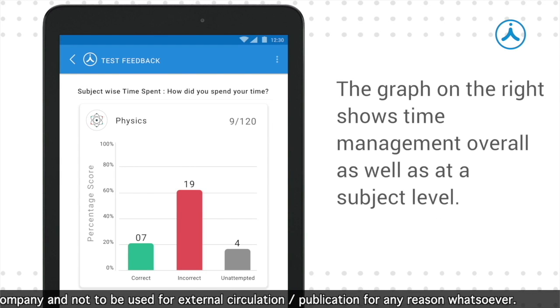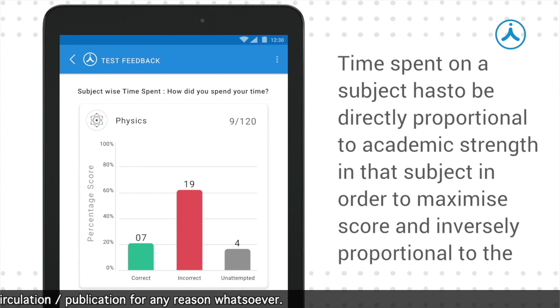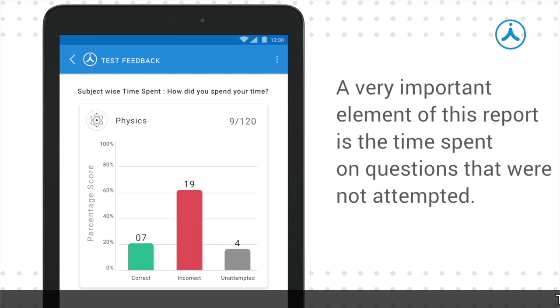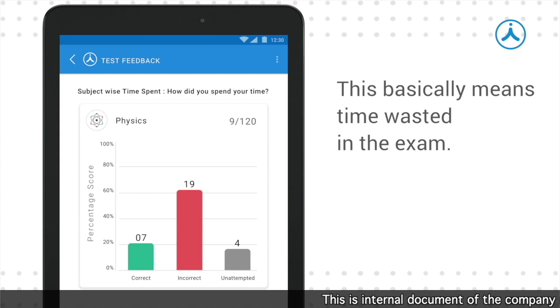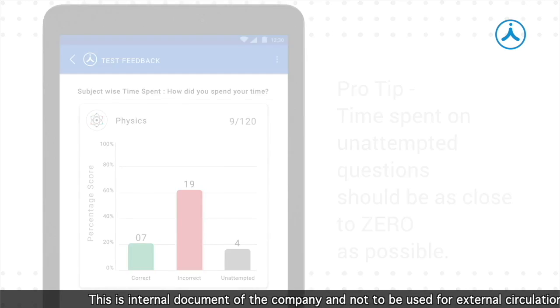The graph shows time management overall as well as at subject level. The time spent on a subject has to be directly proportional to academic strength in that subject in order to maximize score, and inversely proportional to the weakest subject. A very important element on this report is the time spent on questions that were not attempted. This basically means time wasted in the exam. Time spent on unattempted questions should be as close to 0 as possible.